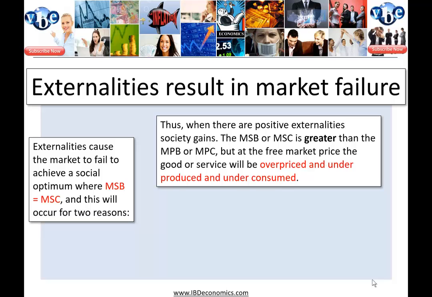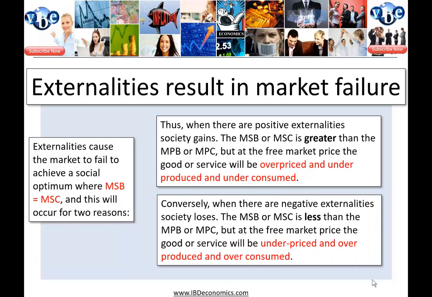Therefore, when there are positive externalities, society gains. MSB or MSC is greater than the MPB or MPC, but at the free market price, the good or service is going to be overpriced, underproduced and underconsumed. And when there is a negative externality, society loses. The marginal social benefit or marginal social cost is less than that of the marginal private benefit or marginal private cost. But in the free market, the price of the good or service is going to be underpriced, overproduced and overconsumed.